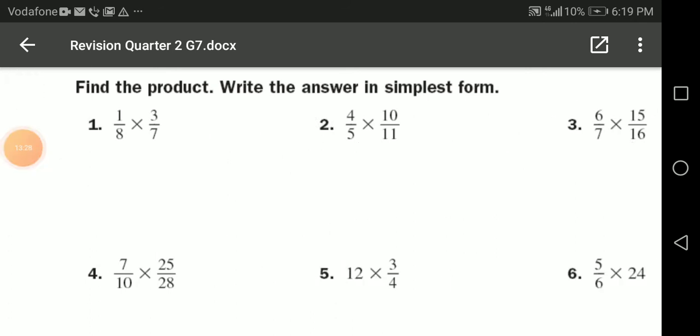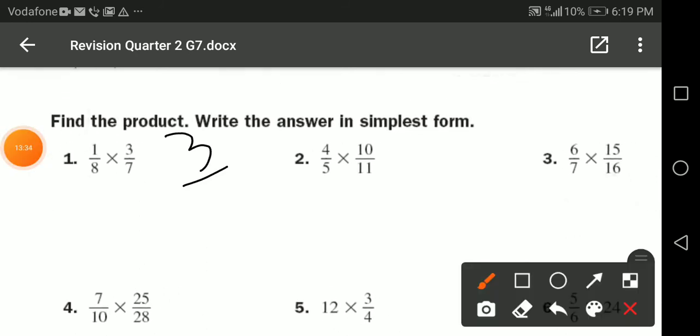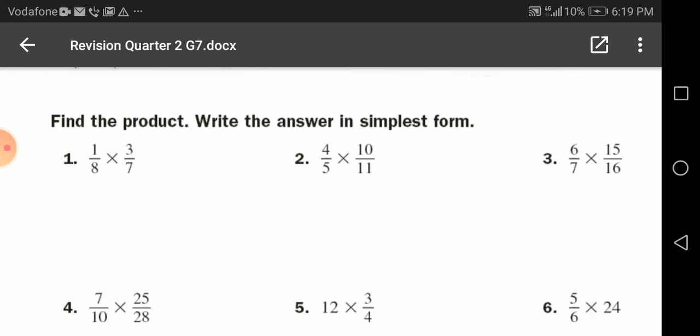Or we can say, I have here this one. 1 times 3 is 3. Just a moment. 1 times 3 is 3. 8 times 7 we said 56. Okay, is it divisible by 3 or not? 5 plus 6 is 11, so it's not divisible by 3. So this is the simplest form. Okay, remember to do this, and this is easier.